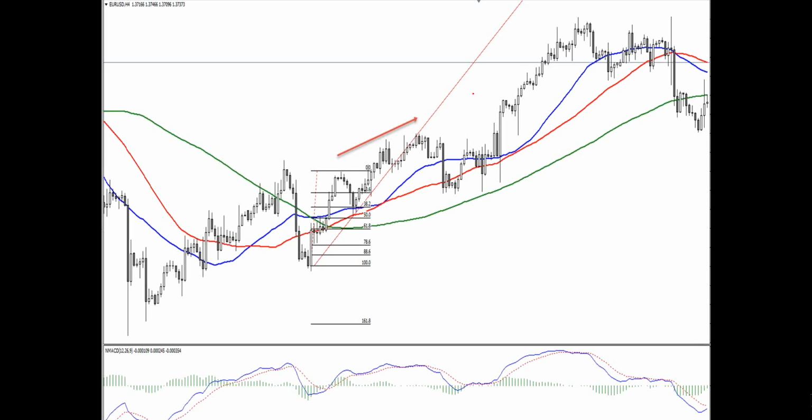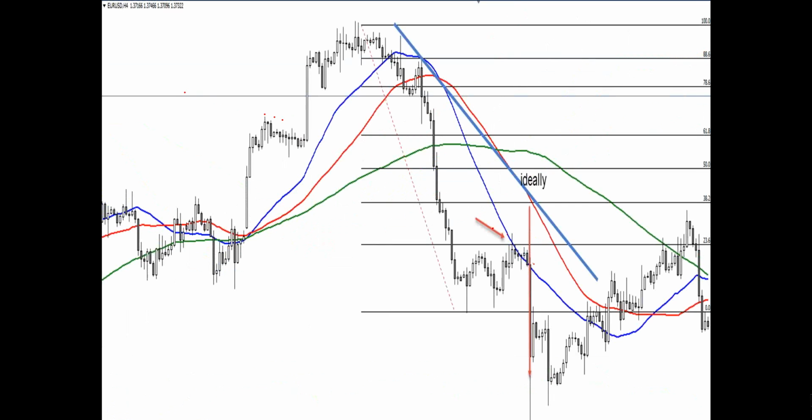And it only works in strong trending markets. Euro dollar, you see, ideally they should be aligned like this: green, red, blue to the downside. Look at those SMAs. You don't want to take these setups. Oh, again, good trade here, long.